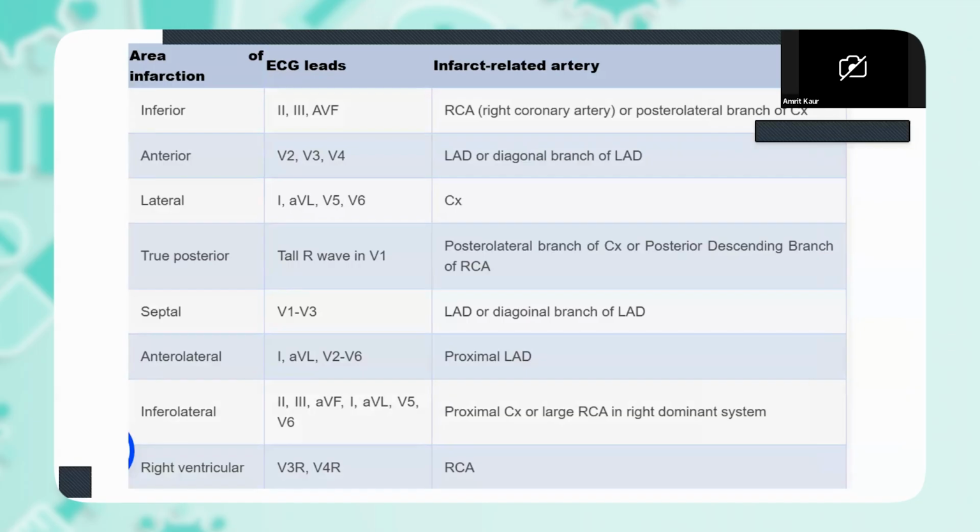You'll have an ECG where you will have ST elevation in your 2, 3, AVF. It's your inferior MI, but you want to rule out if there is any involvement of your right ventricle. So you apply a V3R and a V4R lead, which is on the right side. And if there is elevation in these two leads, it means your right coronary artery is involved. It's a right ventricular infarction.